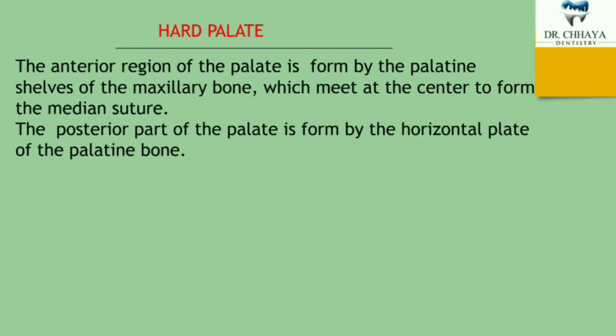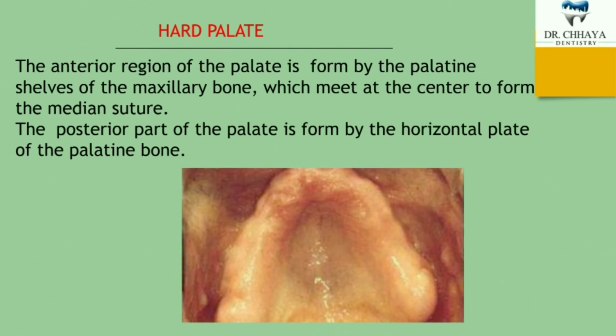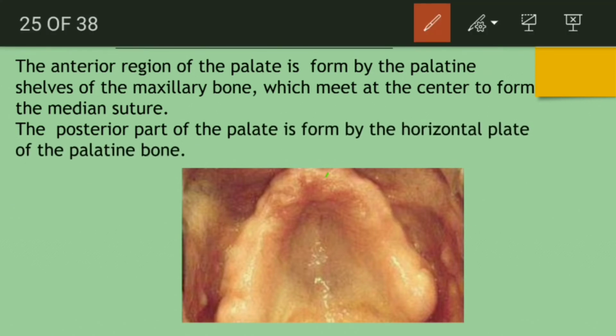Now move on to the hard palate in detail. The anterior region of the palate is formed by the palatine shelf of maxillary bone which meet at the center to form the median suture, and the posterior part of the palate is formed by the horizontal plate of palatine bone. See, we already labeled this in the maxillary cast that this is the anterior part of the hard palate and this is the posterior part of the hard palate. Anterior part is basically made up of palatine shelf of the maxillary bone, and here we have median suture, and the posterior part of the hard palate is formed by the horizontal plate of palatine bone. This is the horizontal plate of palatine bone.